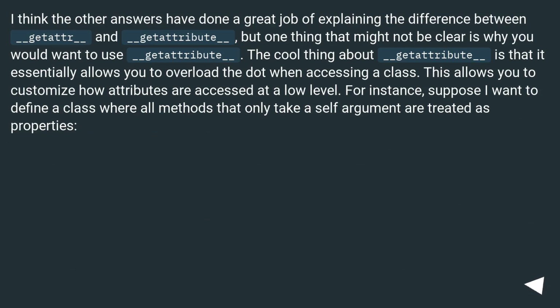I think the other answers have done a great job of explaining the difference between __getattr__ and __getattribute__. But one thing that might not be clear is why you would want to use __getattribute__. The cool thing about __getattribute__ is that it essentially allows you to overload the dot when accessing a class. This allows you to customize how attributes are accessed at a low level. For instance, suppose I want to define a class where all methods that only take a self argument are treated as properties.